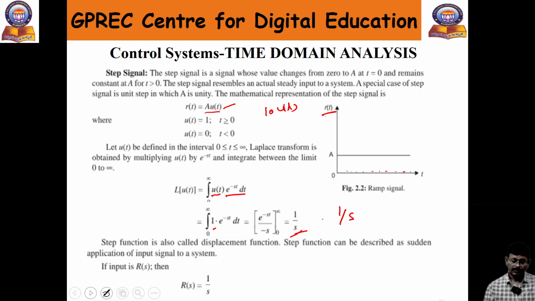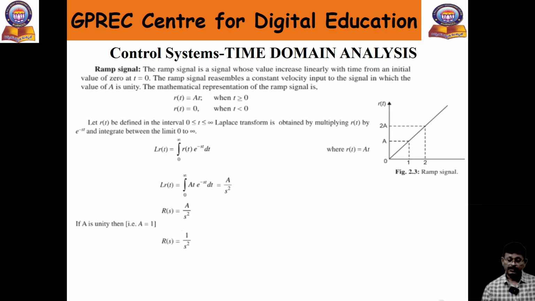Coming to the next signal, the ramp signal. The ramp signal is a signal whose value increases linearly with time from an initial value at t equals 0. The ramp signal resembles a constant velocity input, in which the value A is unity. The mathematical representation of the ramp signal is r of t equals A into t when t is greater than or equal to 0, and r of t equals 0 when t is less than 0.